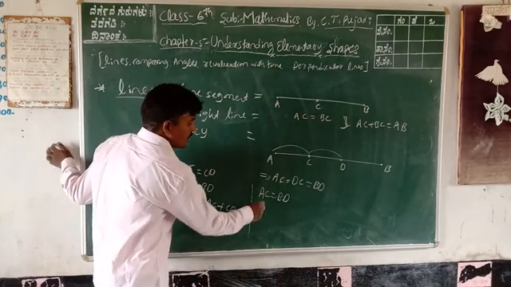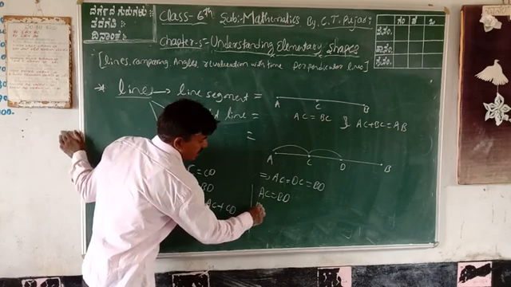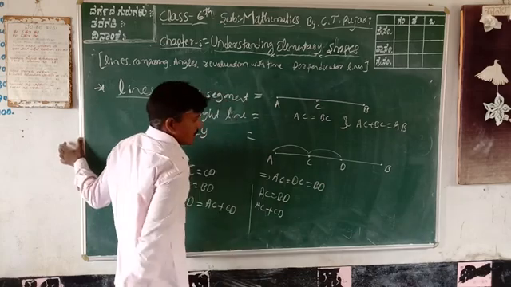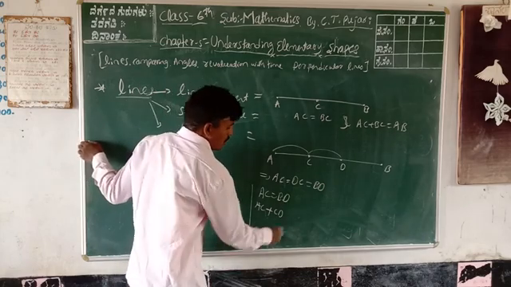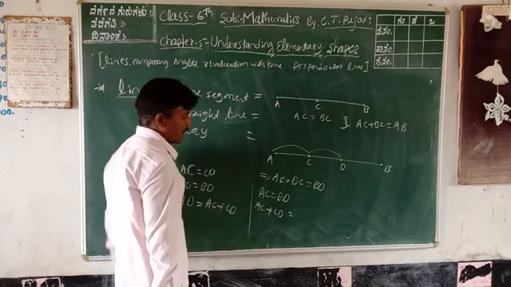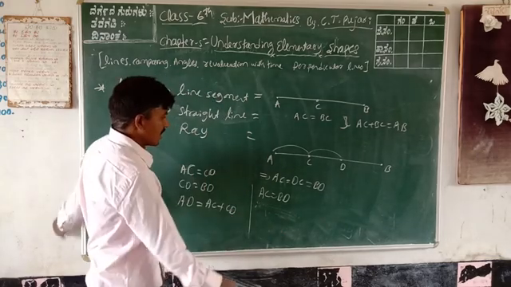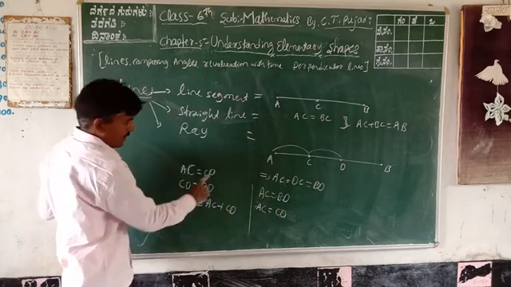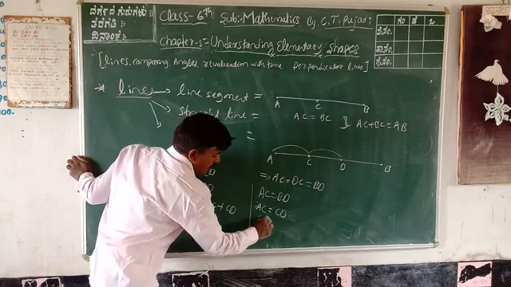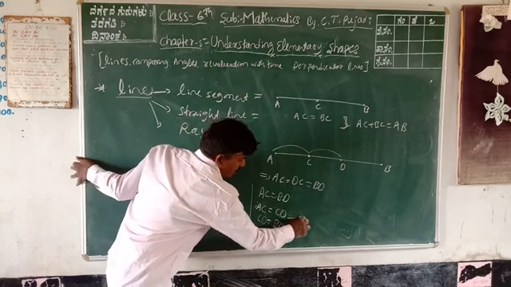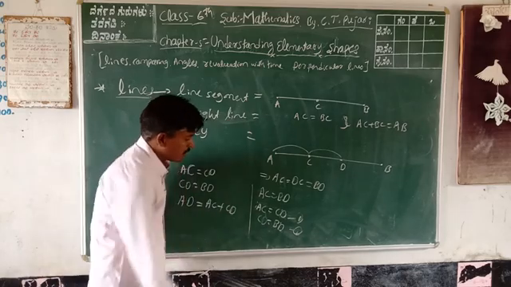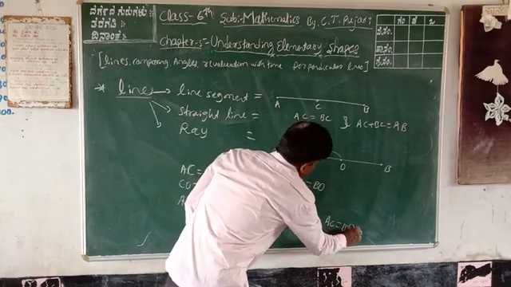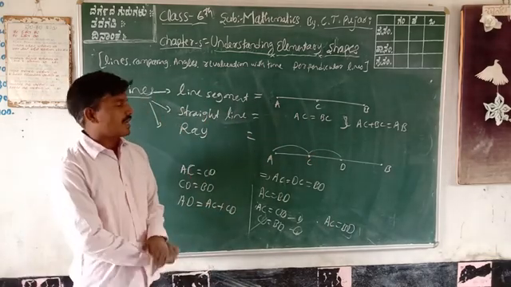Consider AC is equal to CD in the given, and also CD is equal to BD. First equation and second equation. Comparing these two, CD is common. Therefore, AC is equal to BD. This is the comparison of line segments.